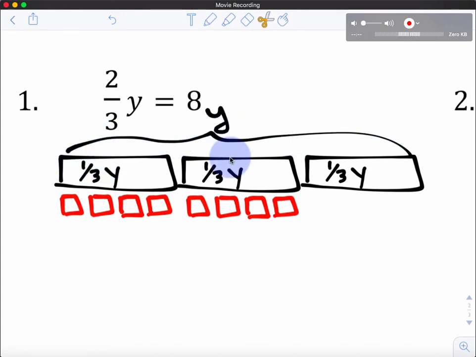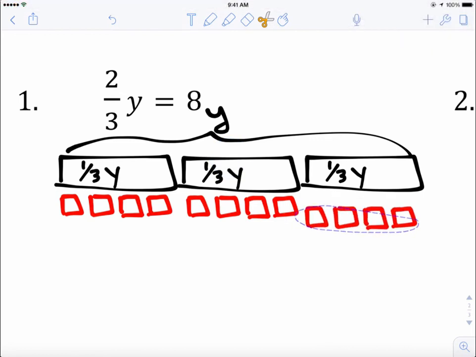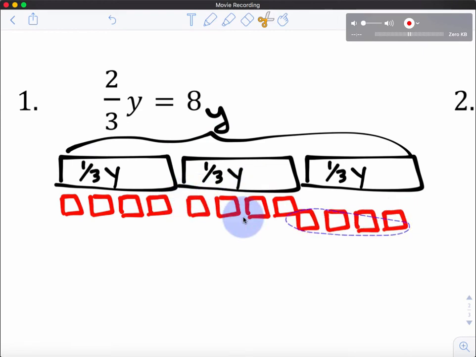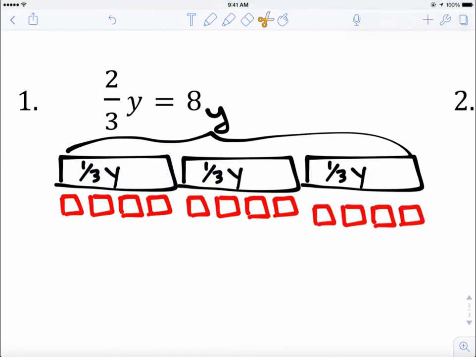Well, perhaps you can tell that the entirety of y is going to actually end up being 12. And I hope that that makes sense intuitively, just from looking at this picture. 2/3 of y equal to 8. 3/3 of y, all of y, equal to 12.